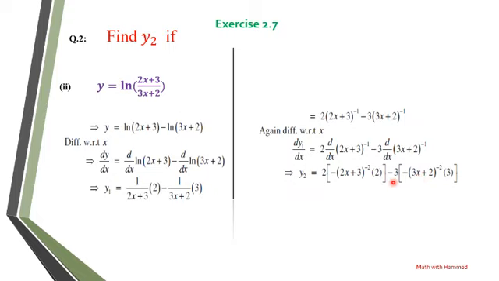Now this 3 into 3 is 9 and minus into minus is plus, and 2 into 2 is 4 minus. So answer is minus 4 over 2x plus 3 raised to power minus 2, when goes to the denominator will become 2x plus 3 whole square, and minus into minus is plus, 3 into 3 is 9, over 3x plus 2 raised to power 2. Why? Because 3x plus 2 raised to minus 2 in the numerator, when goes to the denominator it will become 3x plus 2 raised to power 2. So it is the value of y is equal to log of 2x plus 3 over 3x plus 2 second derivative.